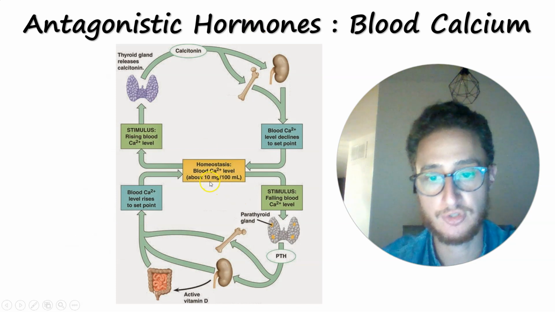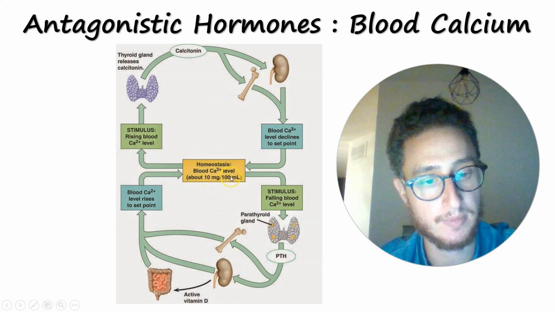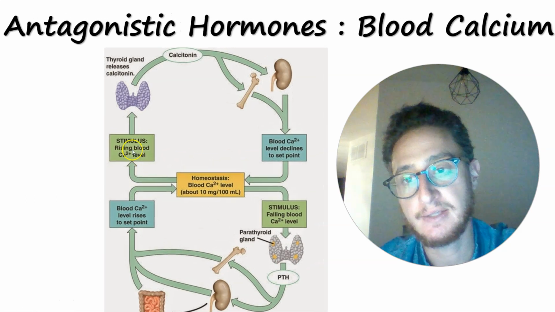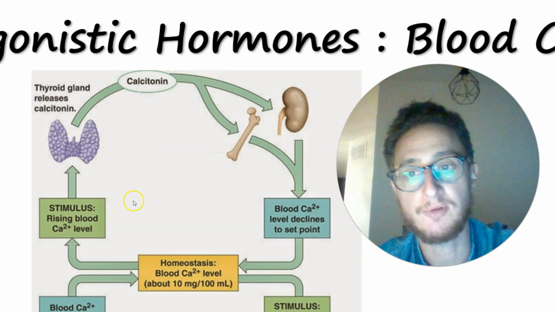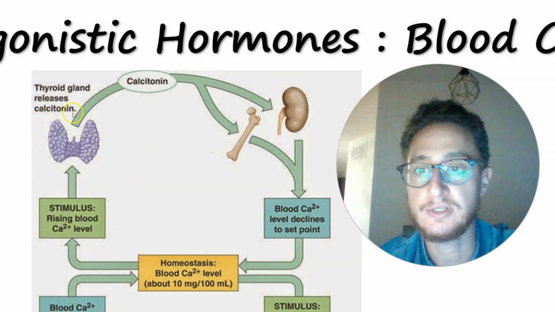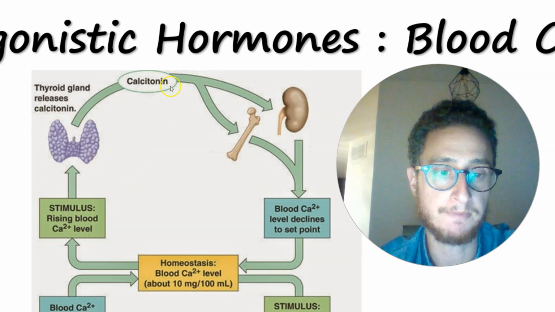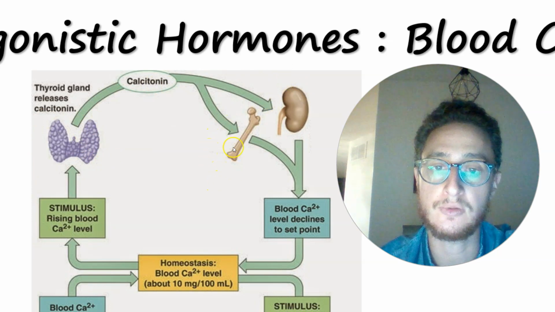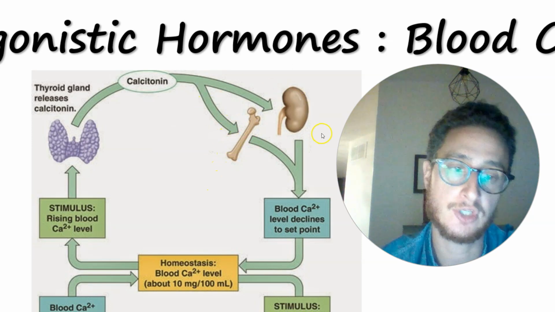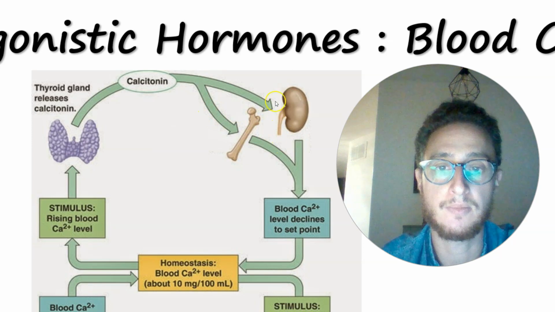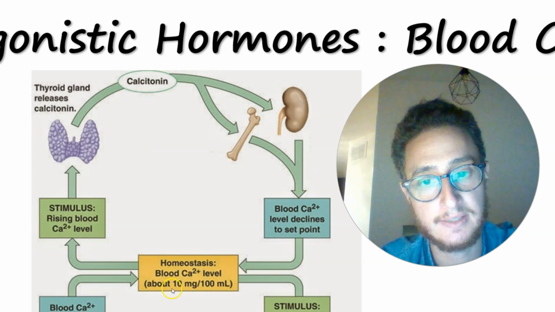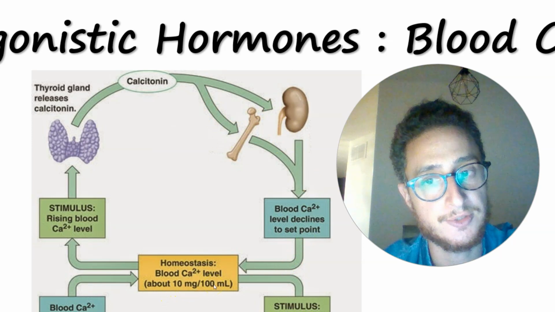Your blood calcium level should always be about 10 milligrams per 100 mils. If that level goes up from something that you ate, you've uptaken some calcium from your food, the thyroid gland is going to detect that and release calcitonin. That's going to tell your bones to start to lay down more bone material using that calcium, and you're also going to be excreting out some of that excess calcium in your pee. Both of those factors are going to bring you back down to 10 milligrams per 100 mils.